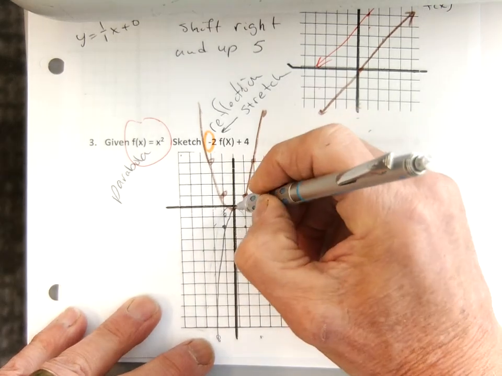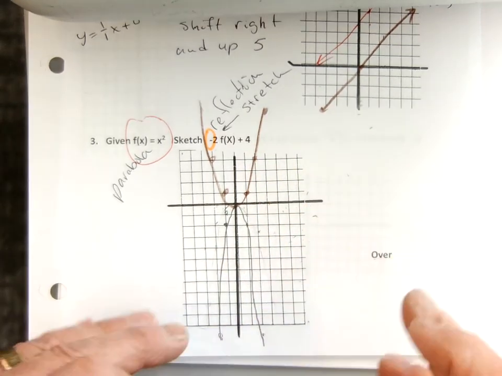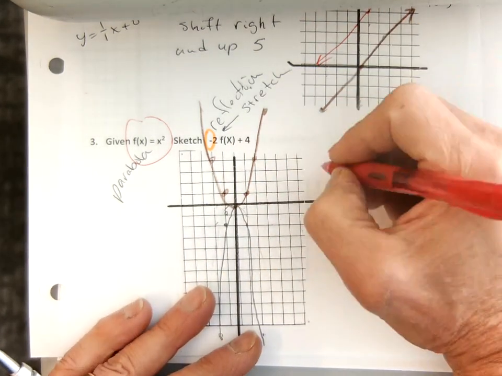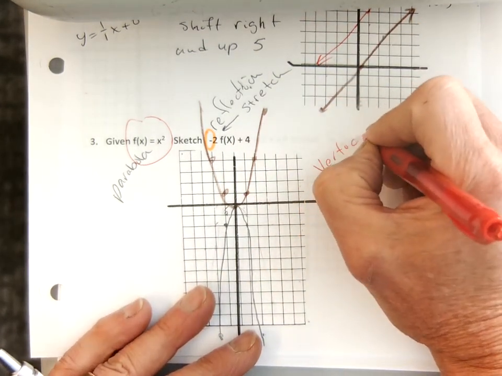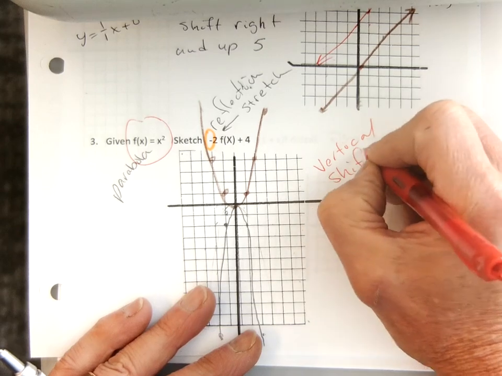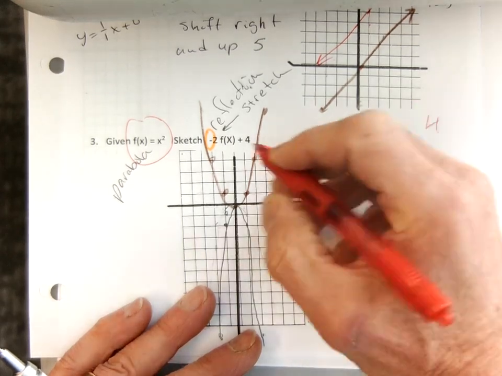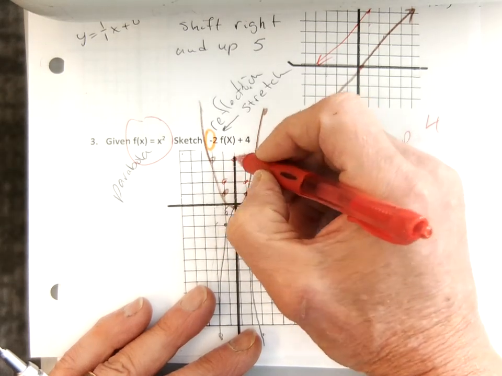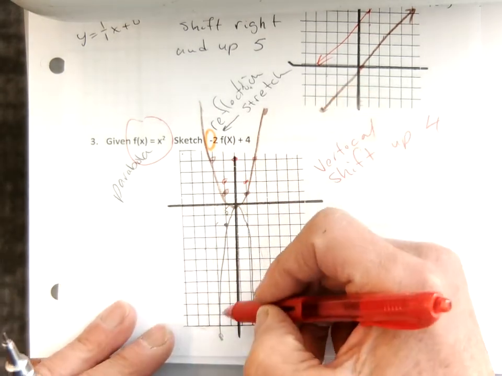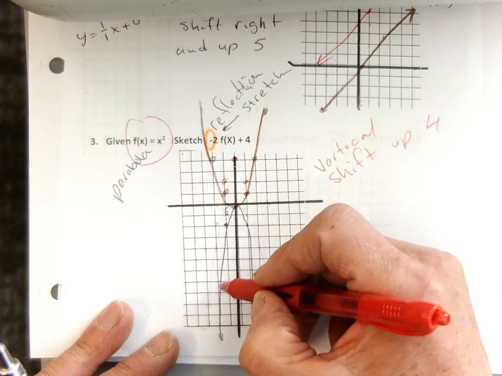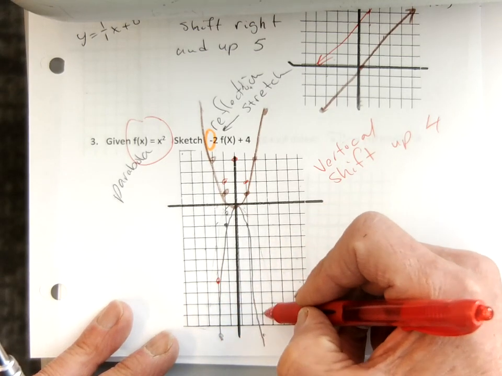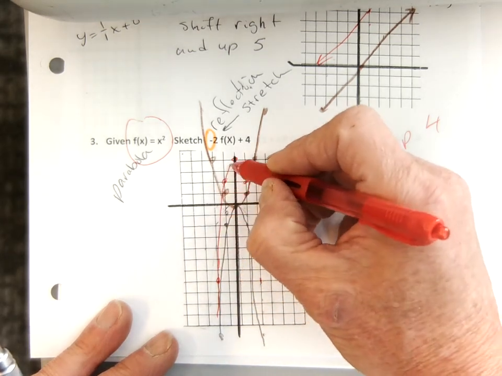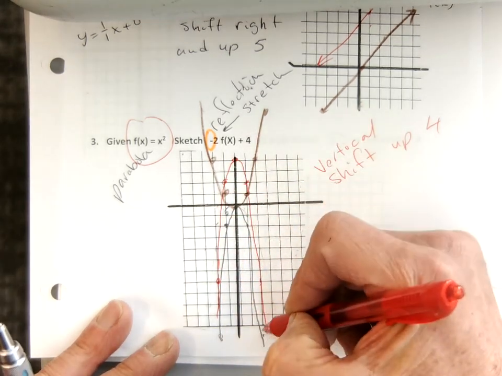Okay, now what's the last thing I'm going to do with this graph? Yeah, so now I'm going to take it and move it up. I'm going to do a vertical shift up 4. So my answer is going to be 1, 2, 3, 4, here, and then I'm going to take this point up 4, 1, 2, 3, 4. This point goes up 1, 2, 3, 4, and it looks like this.